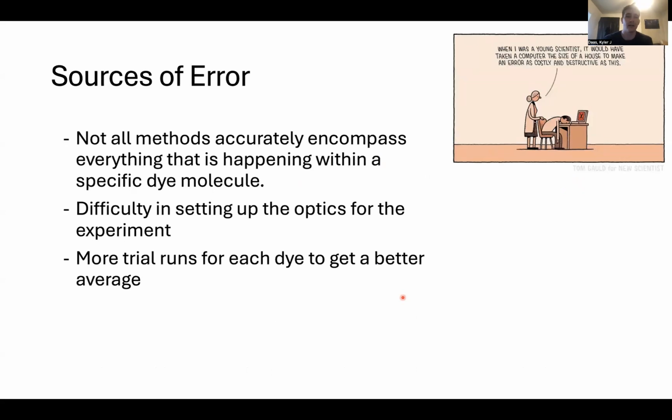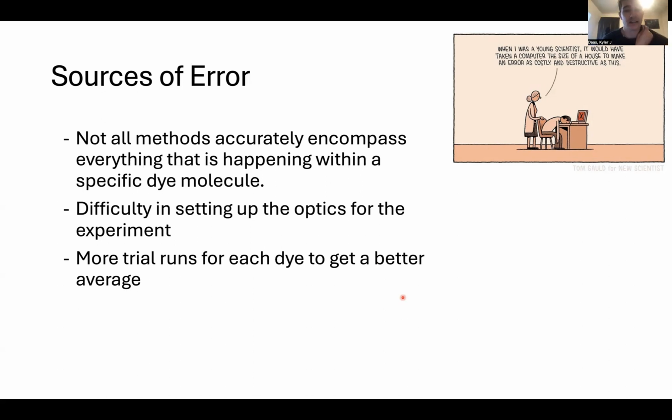So for some sources of error, not all methods accurately encompass everything that's happening within a specific dye molecule. As I said, we're using parameters and setting specific approximations. So not everything is going to account for the entire molecule, all the interactions. So it's really hard to get a completely perfect prediction.